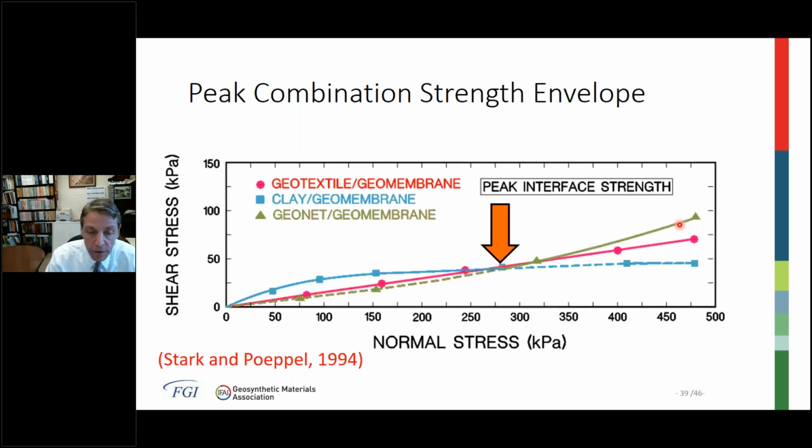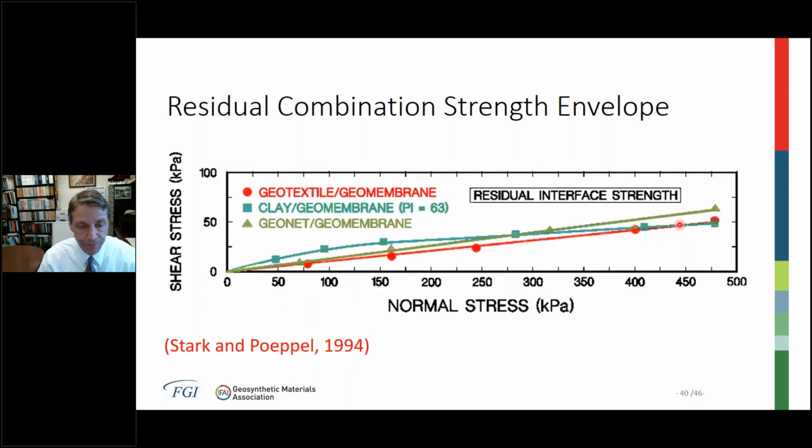Okay, so now that we have the critical peak combination strength envelope, now we can select the appropriate residual combination envelope. And that's shown on this diagram. So if you don't follow this procedure, you would use in your stability analysis the red envelope right here because that gives you the lowest strength envelope. So you would apply the red or geotextile geomembrane envelope on your side slopes for your stability analyses. But that's too conservative because the prior graph shows that at low normal stresses, it will move on the GeoNet geomembrane interface first and then the compacted soil geomembrane interface.